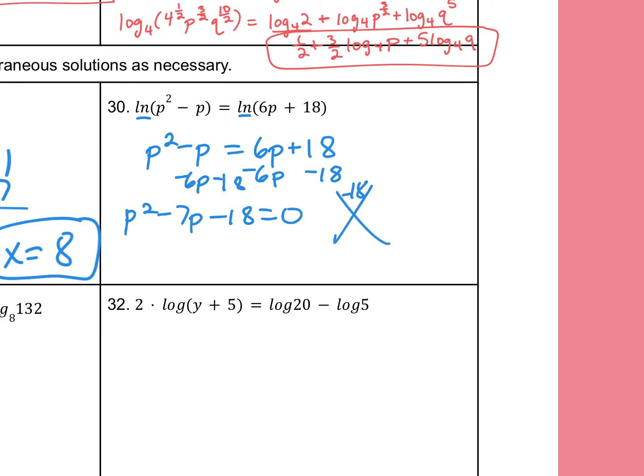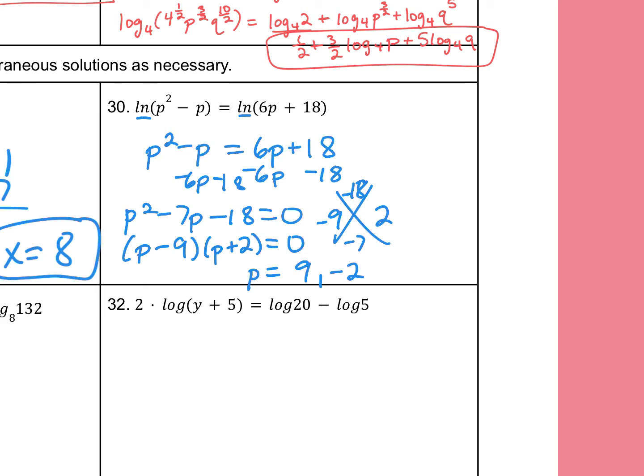1 times negative 18 is negative 18. Negative 7 on bottom. Two things that will multiply to give me negative 18, but add to give me negative 7. I know the numbers are going to be 9 and 2, but 9 needs to be negative. Okay. So p minus 9, p plus 2 equals 0. Set both terms equal to 0, and I get p equaling 9 and negative 2.